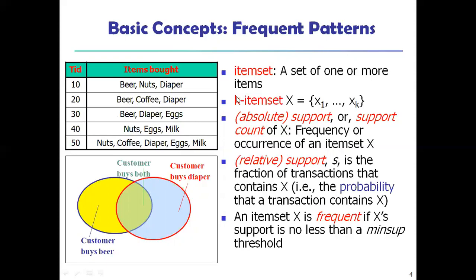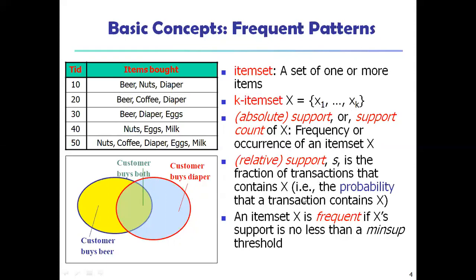Okay. Now I have already told you that an item set is a set of one or more items. This is the item set. A k-item set is X equals x1, x2 up to xk, where k is the number of items. That is a k-item set. Absolute support, or support count of X, is the frequency or occurrence of the item set X. The relative support s is the fraction of transactions that contains X.